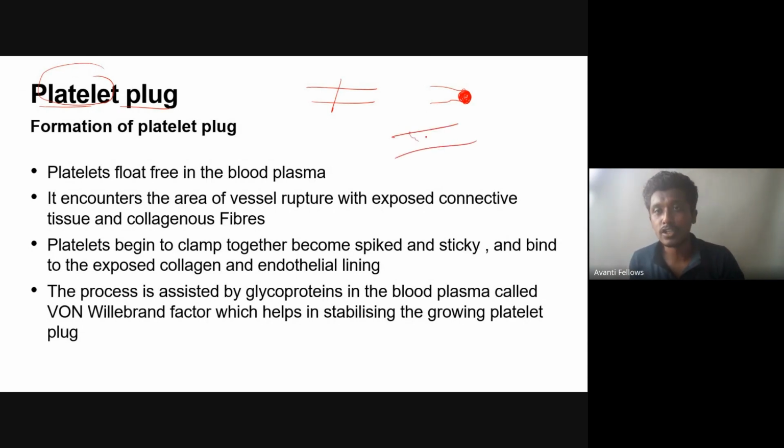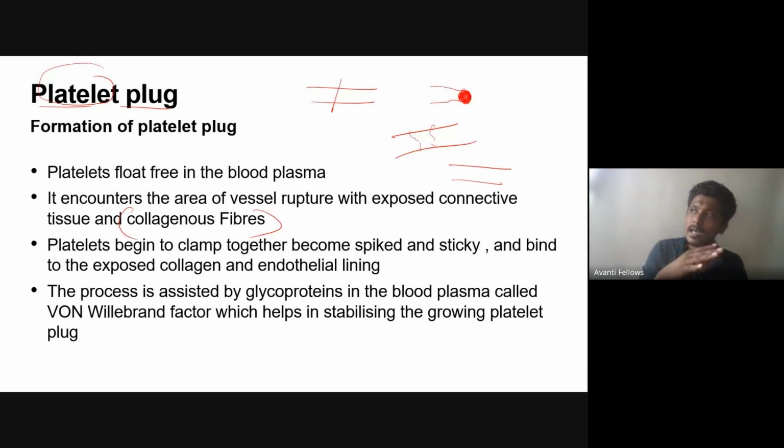As you got injured, some of the fibers, what are the fibers? Some of them are called collagenous fibers, which are in your blood vessels, and also the endothelial layer. Endothelial layer means the inner layers. When the inner layers and the collagen fibers are exposed or open to your platelets, the platelets become very, very active. How do they become active?